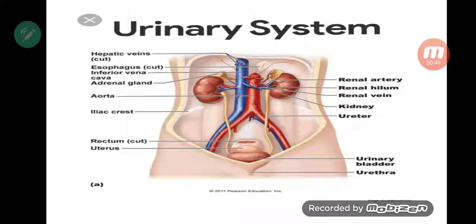If we talk about the kidneys, they are located in the abdominal cavity, and they have a relationship with other organs such as the suprarenal gland. The kidney is supplied by the renal artery and renal vein, near the ureter, and opposite to them are the inferior vena cava and the aorta.